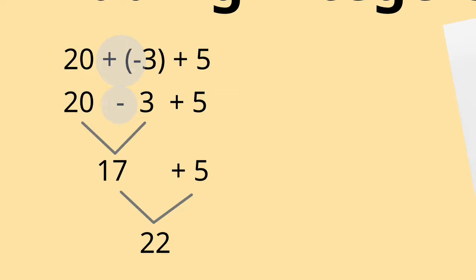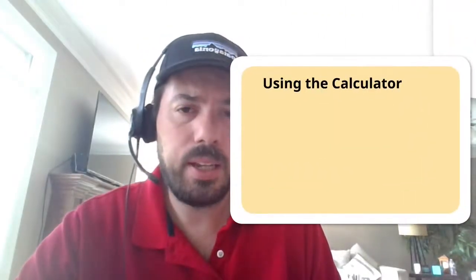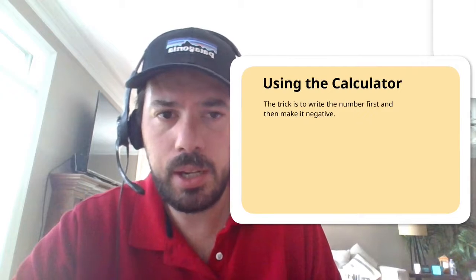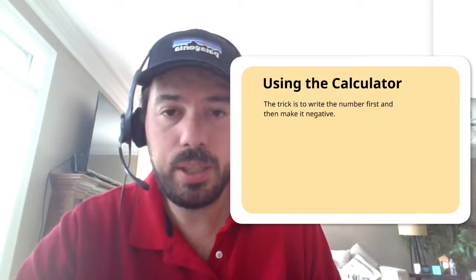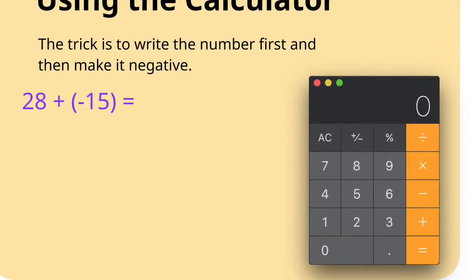So you just add a negative, which means the same thing as subtracting a positive, and then you just go left to right. You can also use the calculator. There's a little trick on the calculator: write the number first and then make it negative. Say you have this calculator right here and you want to solve the expression 28 plus negative 15. You will go from left to right, the same way. So you press 2 first, then the 8, so you've got 28. Then the plus.